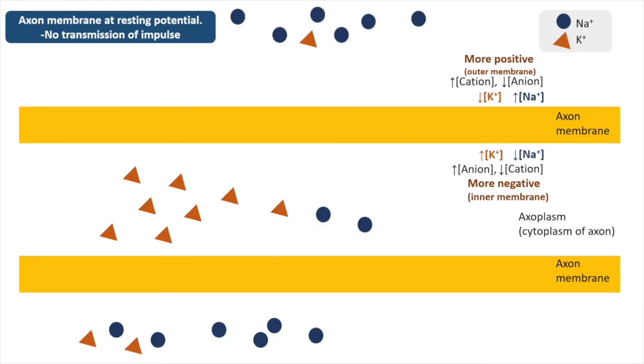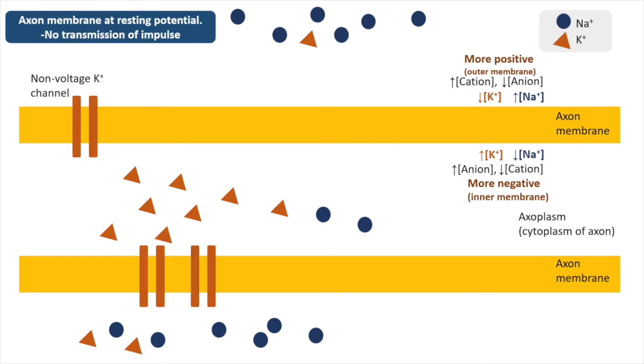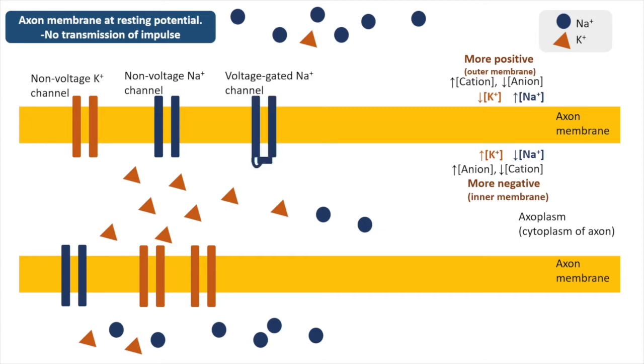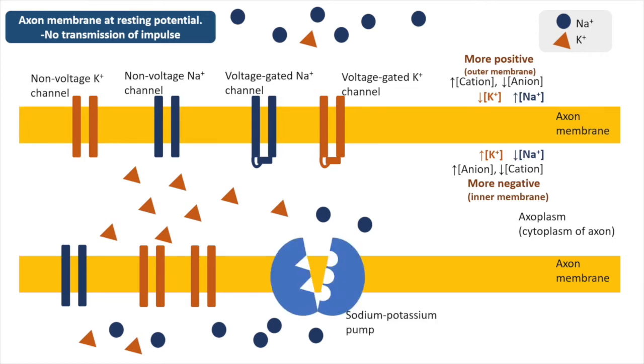Sodium ions and potassium ions are transported across the membrane through non-voltage gated channels and voltage gated channels. Non-voltage gated channels consist of sodium channels, potassium channels, and the sodium-potassium pump. Voltage gated channels consist of voltage gated sodium ion channels and voltage gated potassium ion channels.